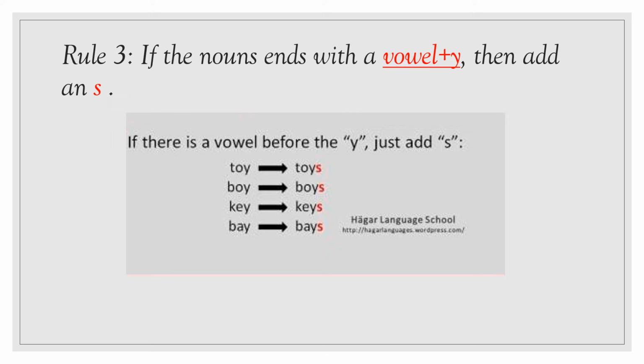For example, toy, it ends with a vowel O and Y, so we just add an S. Key, it ends with the vowel E and Y, so we just add an S. Bay, it ends with a vowel A and Y, so we simply add an S to make it into plural form. So again, if the noun ends with a vowel and a Y, then we simply add an S to change it into plural form.